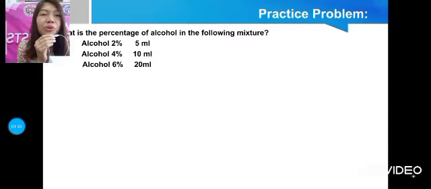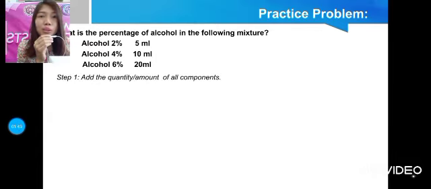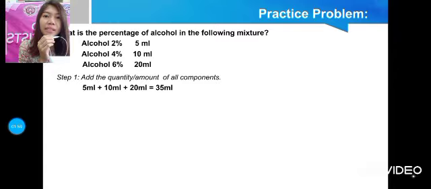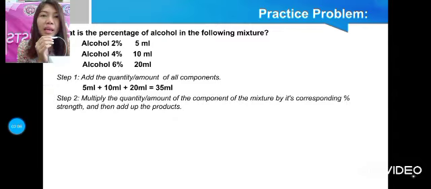Wherein you have 5 ml of alcohol 2%, you have 10 ml of alcohol 4%, and you have 20 ml of alcohol 6%. So according to the steps I've given in the previous slides, our first step is to add the quantity or the amount of all components. So the quantity of our components is 5 ml plus 10 ml plus 20 ml, that is equal to 35 ml. The next step is to multiply the quantity or the amount of each component of the mixture by its corresponding strength and then add up the products.